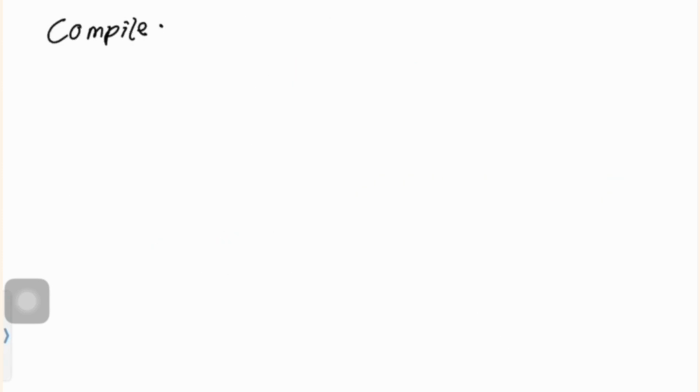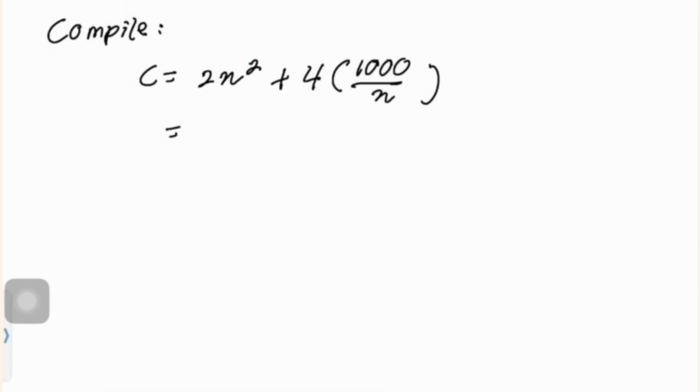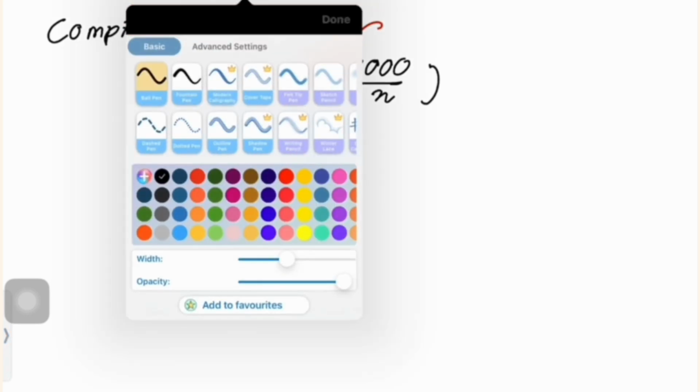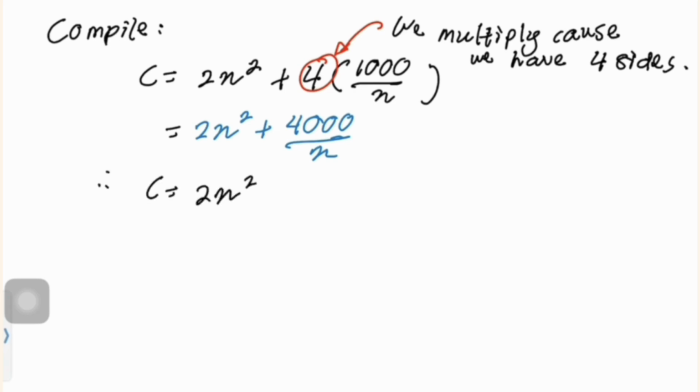For the final step, we compile everything to find the cost of the tank. So C equals 2x squared for the bottom, plus 4 multiplied by 1000 over x. We use 4 because 4 is for the sides of the tank. Simplifying with the blue pen, it is 2x squared plus 4000 over x. Let me put some notes so you understand what I'm writing. Therefore, C equals 2x squared plus 4000 over x, and the equation is proven. Well done, guys.